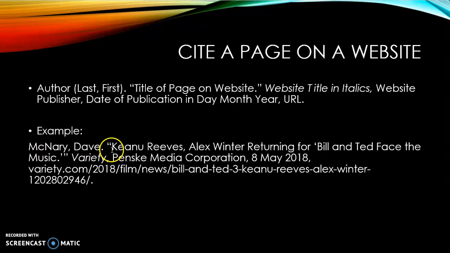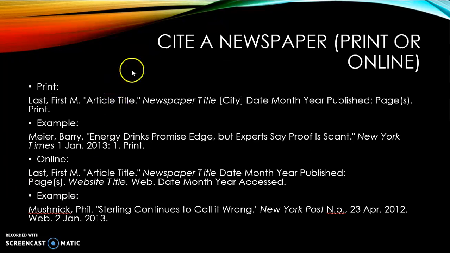So we have the author's last and first name, title of the page on the website. Variety is the website title, so that's in italics, comma, the website publisher, and then our day, month, year format, and then the URL followed by a period. A lot of these things are going to be searching for the same thing: publishers, authors, titles, dates. You just need to get used to the different orders they go in depending on the different form of citation.